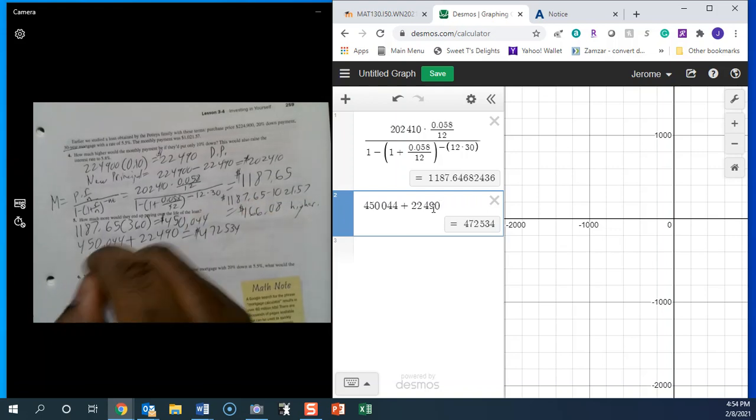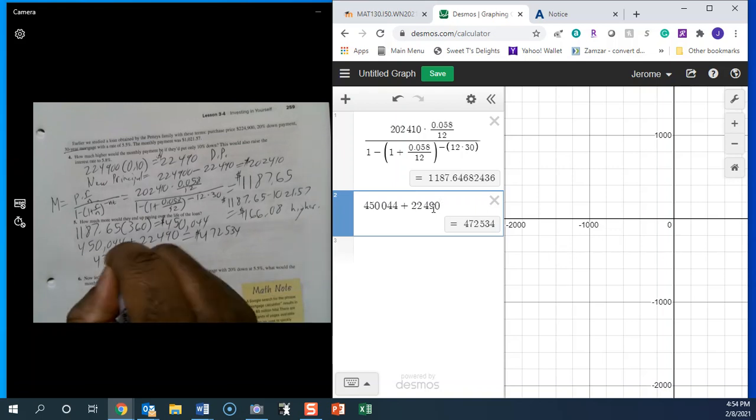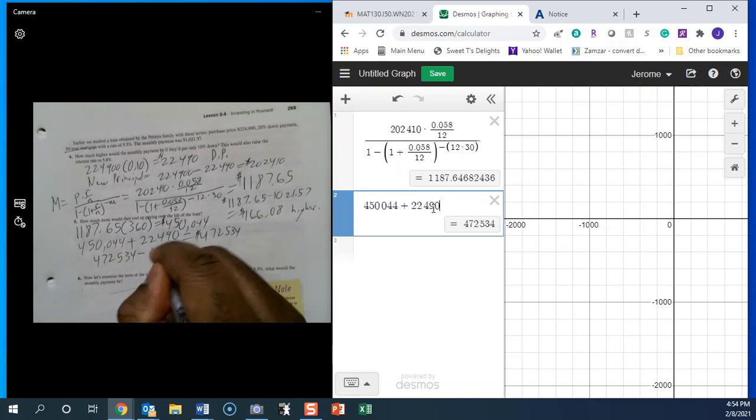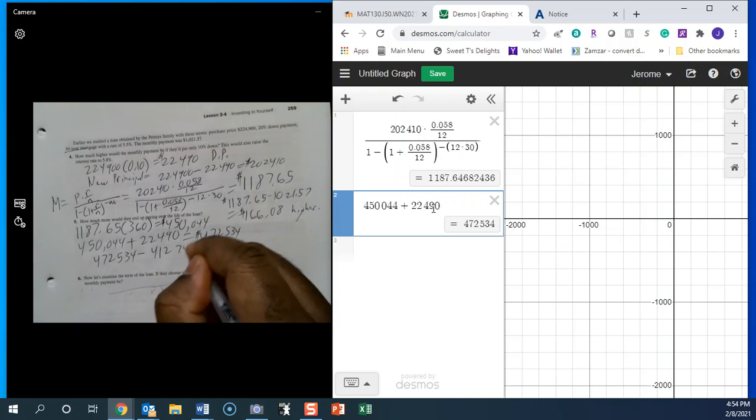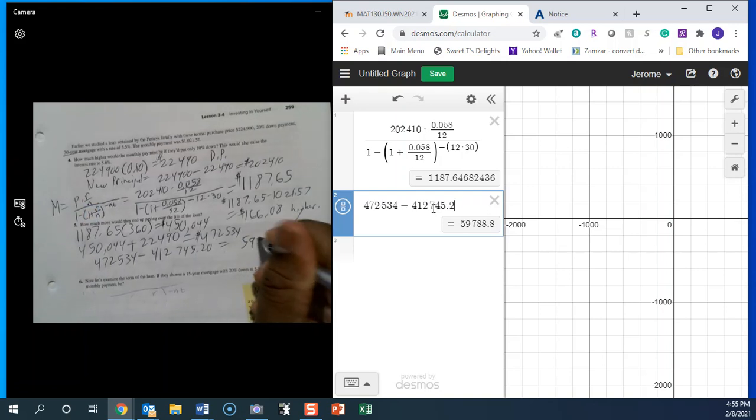Now we had already figured out how much they would have paid for the house with the 20% down payment. So it'd be $412,745.20. So now we would subtract them. So we have 472,534 minus 412,745.20. So it'd be $59,788.80 more.